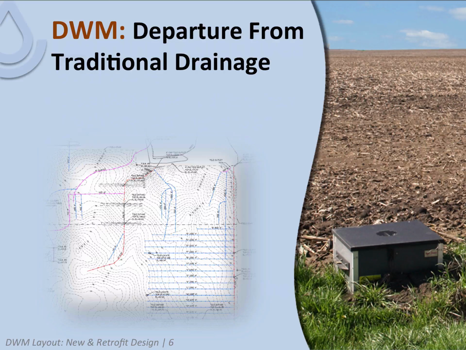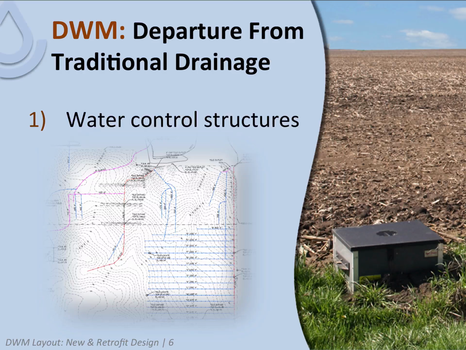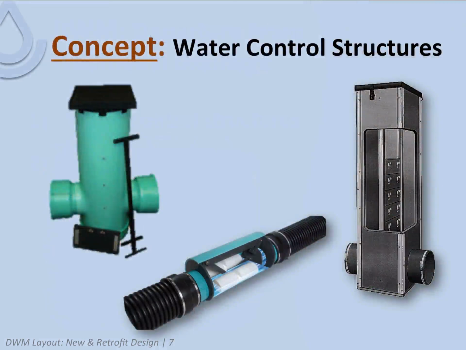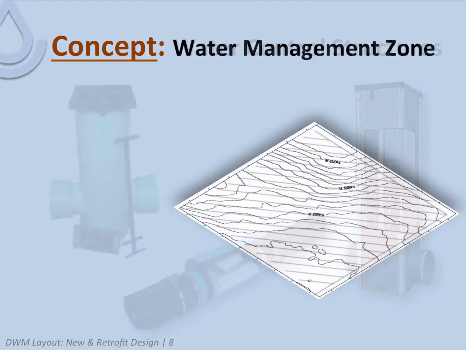Drainage water management differs from traditional drainage in that we use water control structures on the drainage system, and the system is designed and the layout is based on water management zones. The structures themselves are commercially available products. AgriDrain makes these products, ADS and Hancor makes these products as well. And we'll talk about the structure in the center there called the Watergate a little bit further on in the presentation. So it's important to understand the concept of a water management zone for this practice.